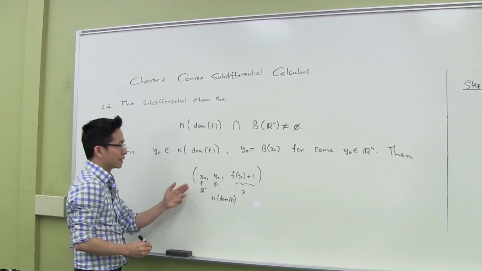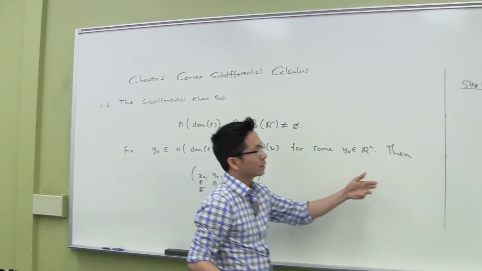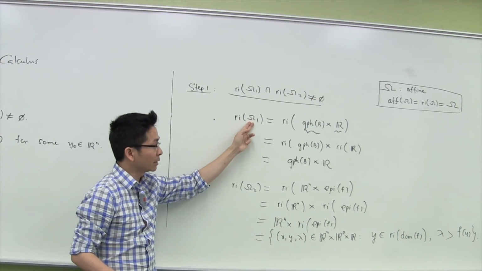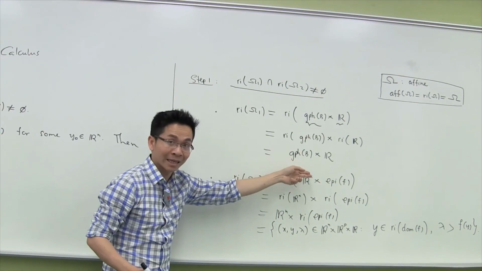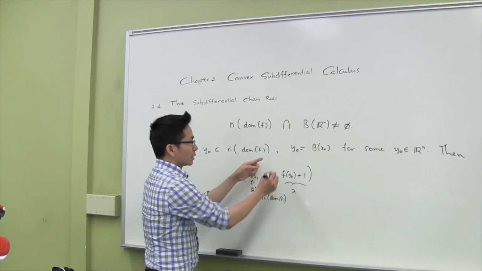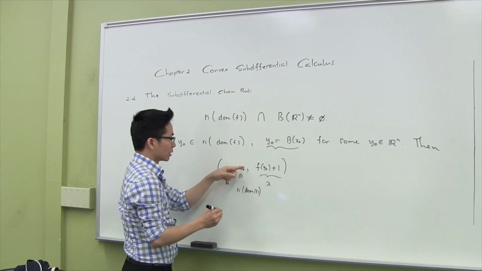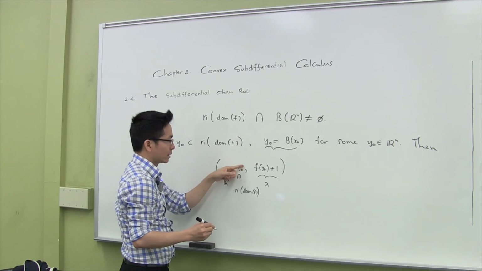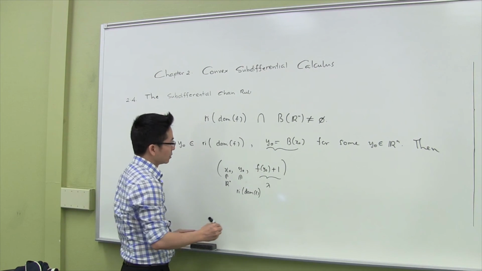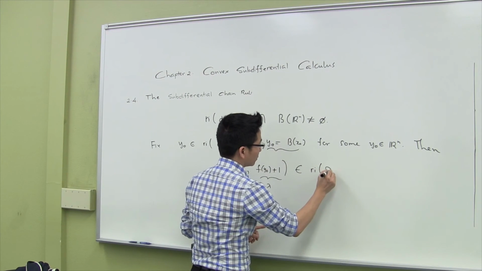Then, first of all, by the first formula, the relative interior of omega 1 is just the graph of b times R. Here, y0 is equal to b of x0. So this ordered pair belongs to the graph of b. And this is any real number. So this element belongs to the relative interior of omega 1.